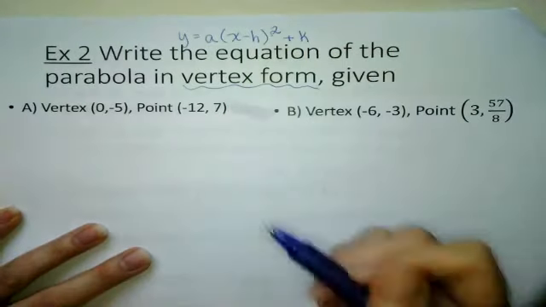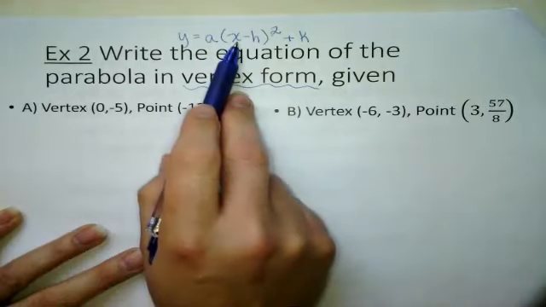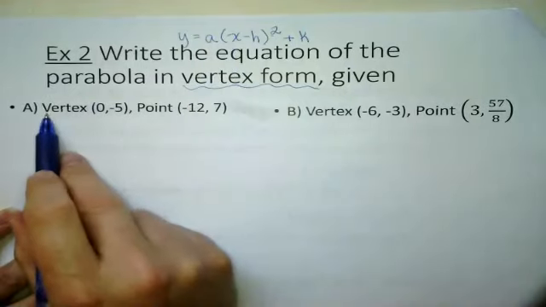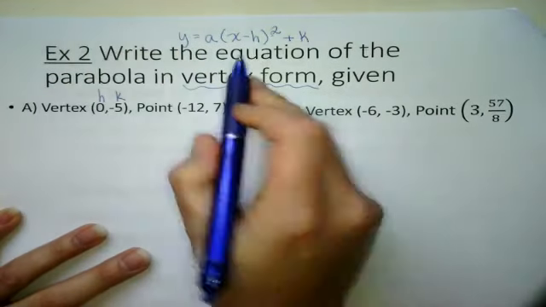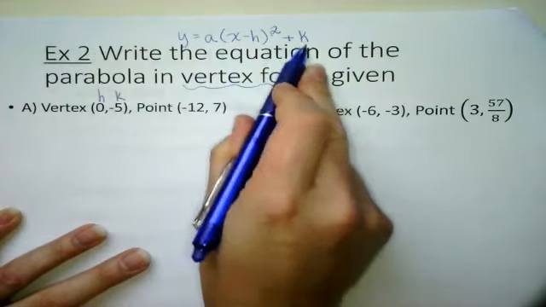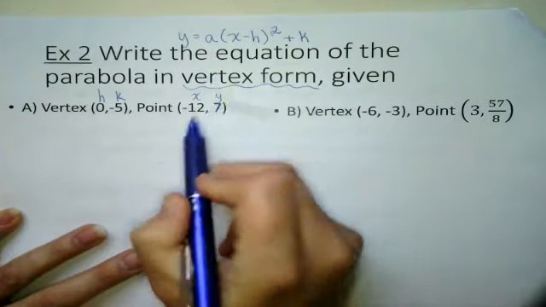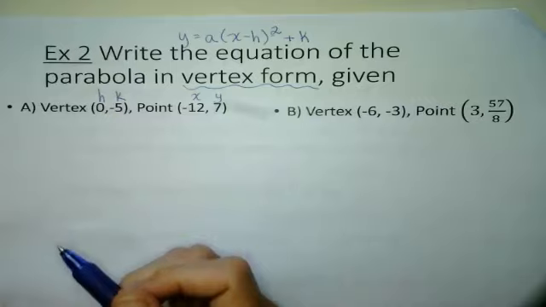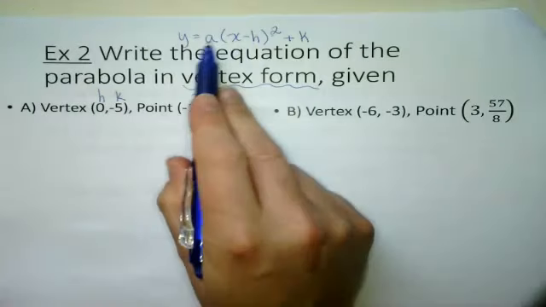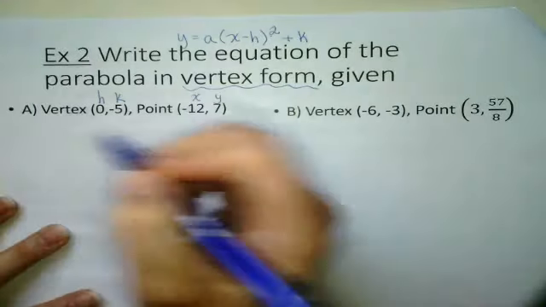You need it. So when they give me a vertex and a point, and I'm using vertex form, it's really important for me to understand that the vertex is the h and the k. So I'm going to plug those numbers in for h and k. My point is the x and the y, and I'm going to plug in those numbers for x and y. And if I do that correctly, then I just have to work out so that I can solve for the a value. So let's see how that works.